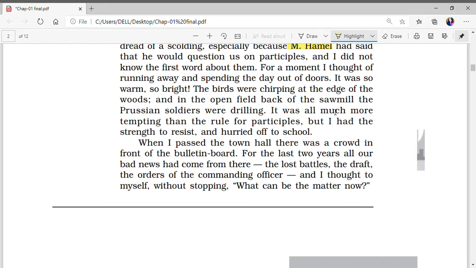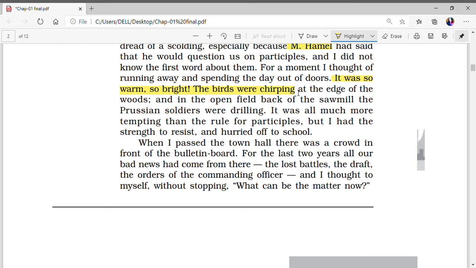"It was so warm, so bright, the birds were chirping at the edge of the woods, and in the open field back of the sawmill, the Prussian soldiers were drilling." You can see the imagery here that the author is trying to create. The day was so warm, so bright, the birds were chirping. All of it is a very beautiful description of the scene, and at the back of the sawmill, the Prussian soldiers were drilling.